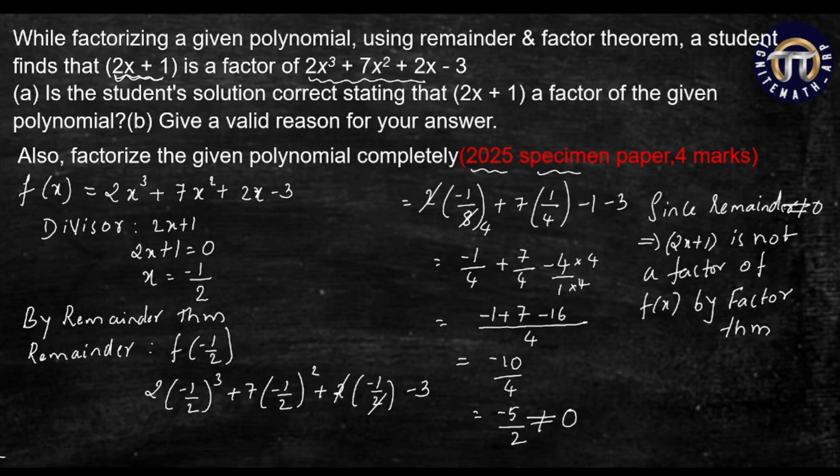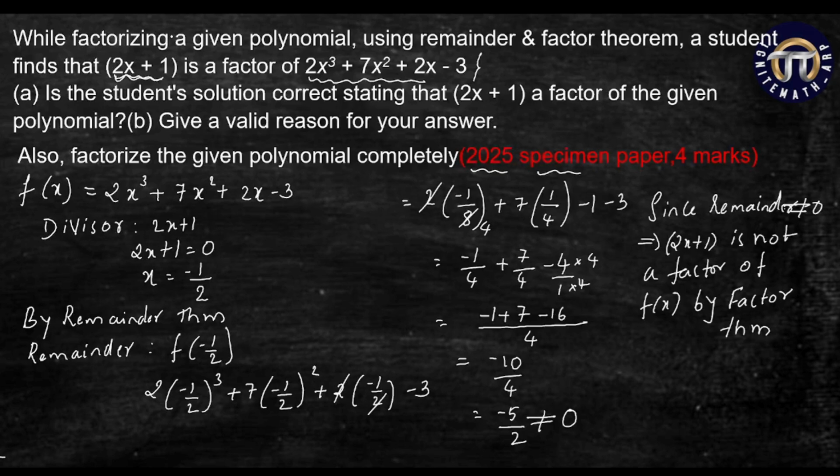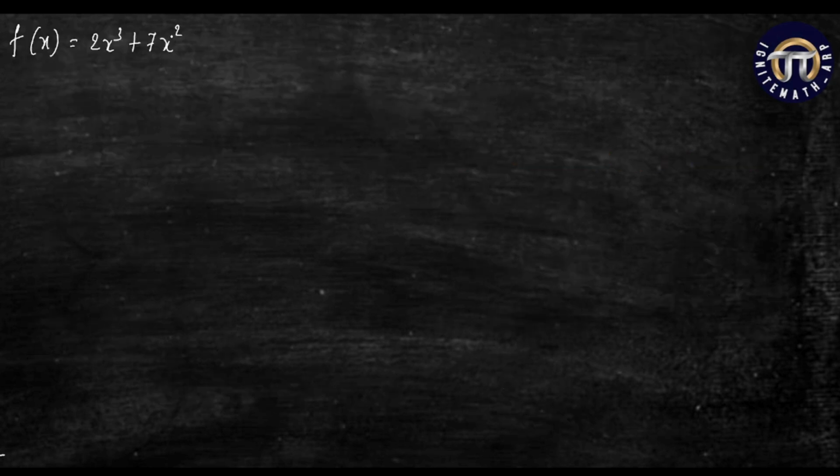My next task is to factorize the given expression completely. I need to factorize this expression completely. For that, I will write down the given expression, that is 2x cube plus 7x square. Pay attention children. f of x is equal to 2x cube plus 7x square plus 2x minus 3.